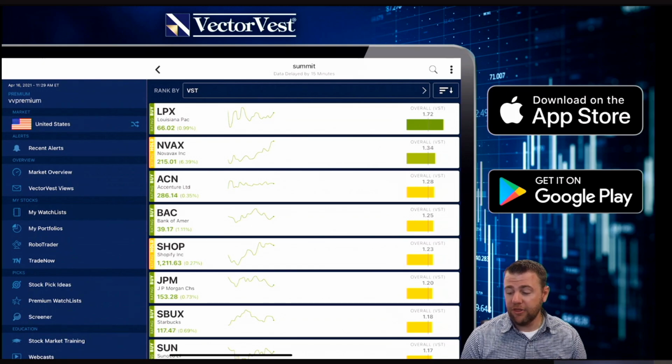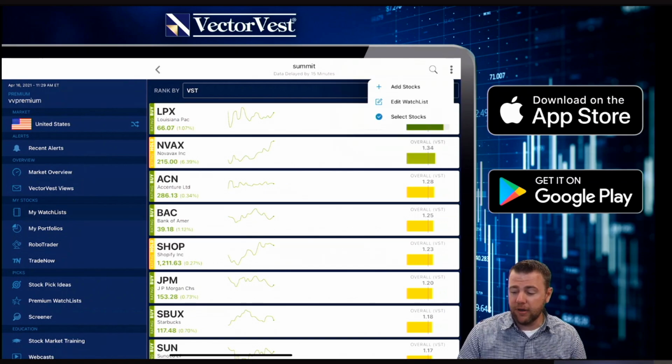One of the great things about this is, watch lists are great to do the analysis, but if you want to take it one step further and really track your portfolio, not just by the ratings and the indicators and price movement, but by dollar weighting, cost averaging, putting in stop losses, all of that, you can do so right from your smart device. So we tap on that 3 icon in the upper right again. We'll choose select stocks.